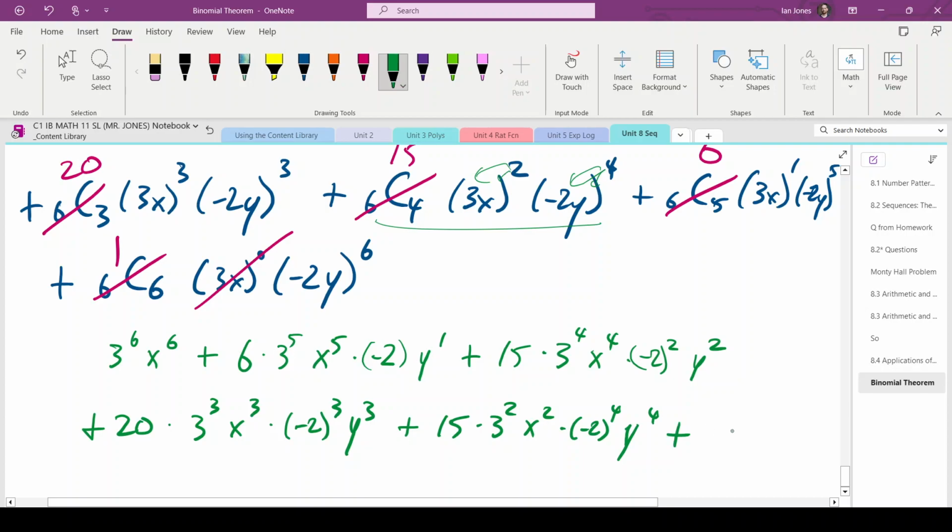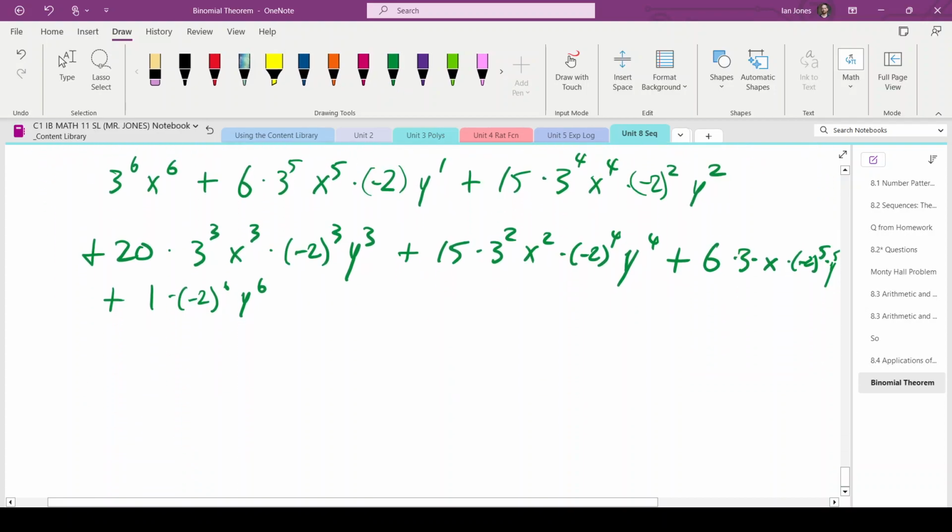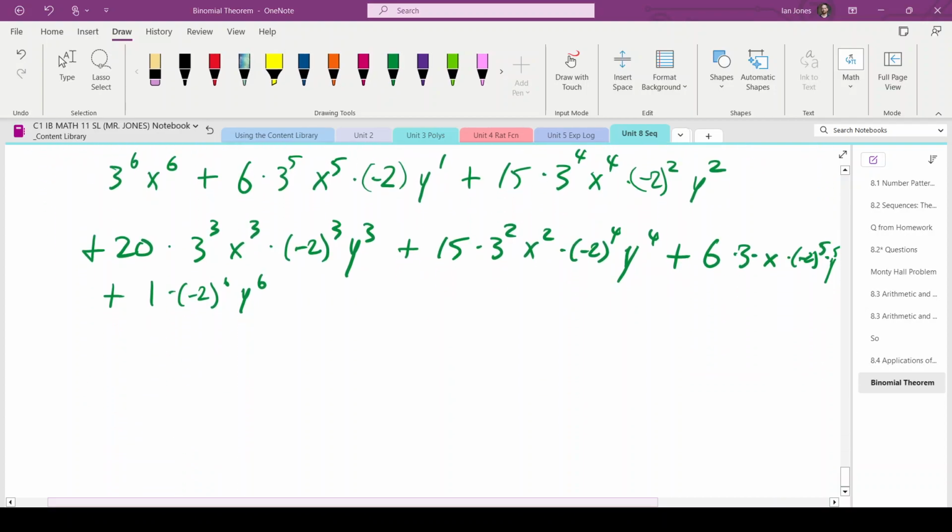Then I have plus 6 times 3 to the 1 x to the 1, negative 2 to the 5, y to the 5. And then my last term here is 1 times negative 2 to the 6, y to the 6. Okay. And so then now 3 to the 6. Here I might have to actually calculate it out. I have 729. I'll change colors again. 729 x to the 6 plus 3 to the 5.